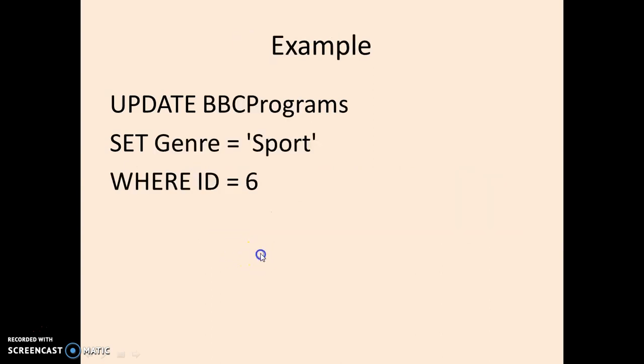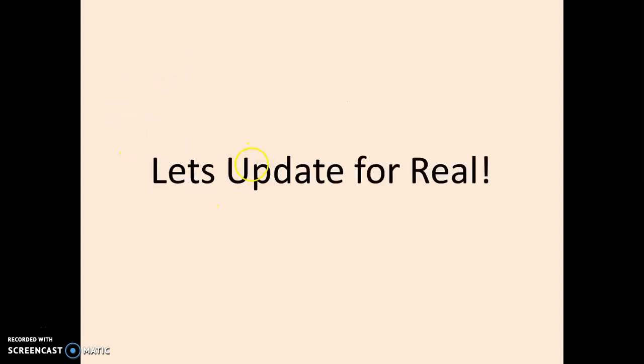Best way is for me to show an example of that. So let's have a look here. For instance, we want to update BBCPrograms, that's the table, and we want to set the genre to sport. So if you remember, Match of the Day was comedy. So we want to set the genre to sport, where the ID is 6, and the ID is 6 for Match of the Day. Okay, so that's what we want to change now to reflect. So let's update for real.